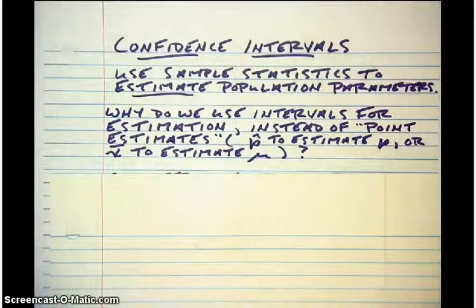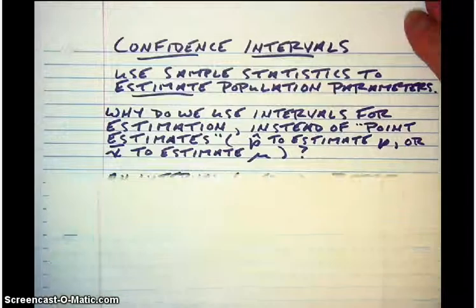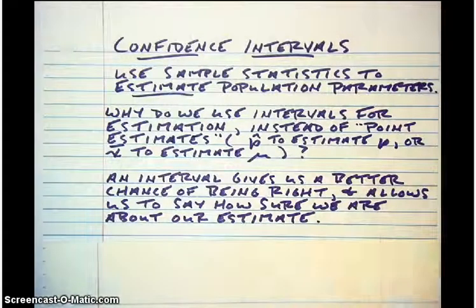You could use p hat to estimate a population proportion p, or x bar to estimate a population mean mu. Why don't we just use these point estimates? Well, if you use a point estimate, you're going to hit the true target very rarely, and you'll be very lucky if you do. And you'll have no way of saying how sure you are of the estimate that you've made. So intervals have these advantages. They give you a better chance of being right, and they allow you to say how sure you are about the estimates that you make.